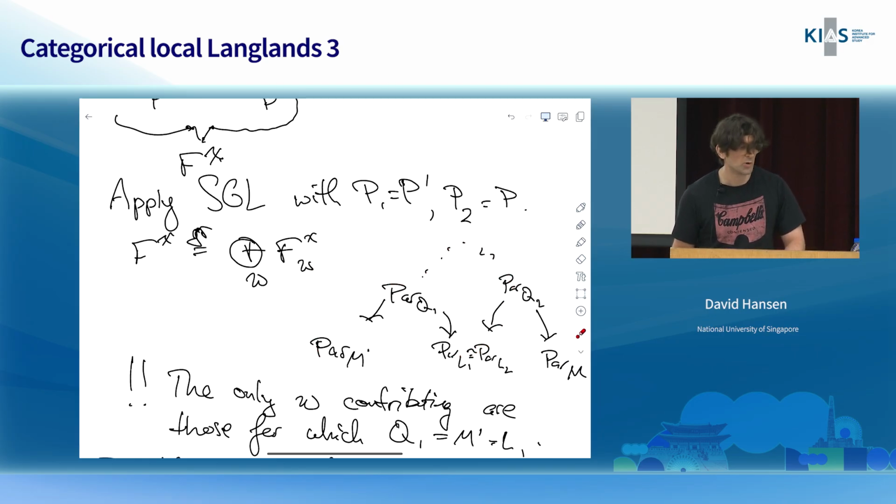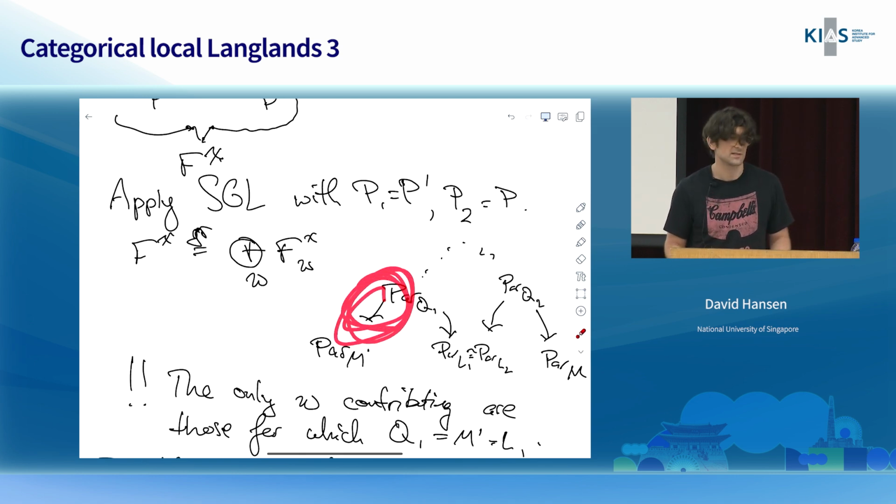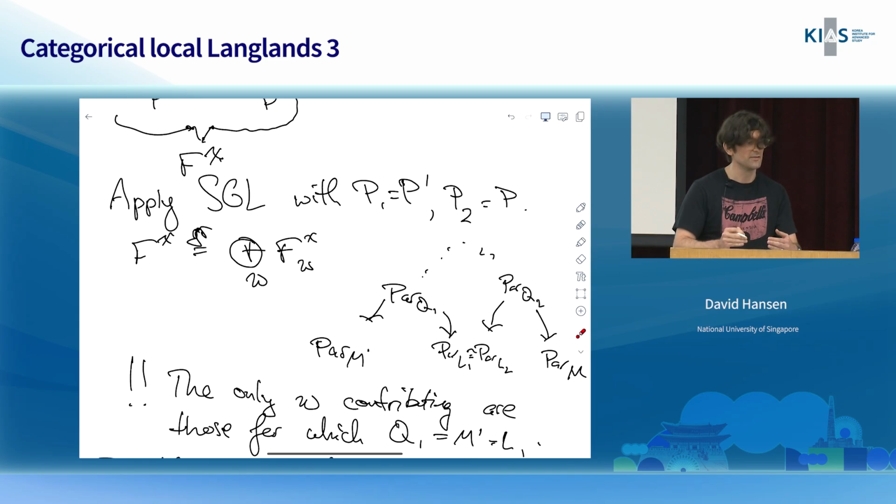So if Q1 is a proper parabolic, the image of this map will be disjoint from the support of F primed. And therefore, everything will collapse to 0. So the only W's that contribute are the ones where this is an isomorphism, and that's just the same as Q1 being M primed. Okay? Yeah, this is the key trick that makes this work: you can generate stuff using perfect complexes on supercuspidal loci for Levis.